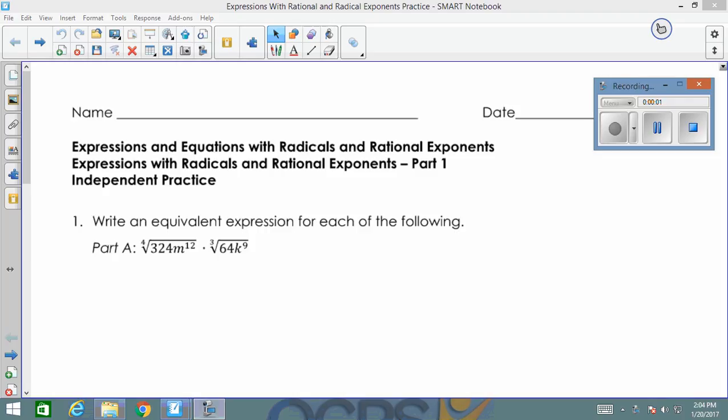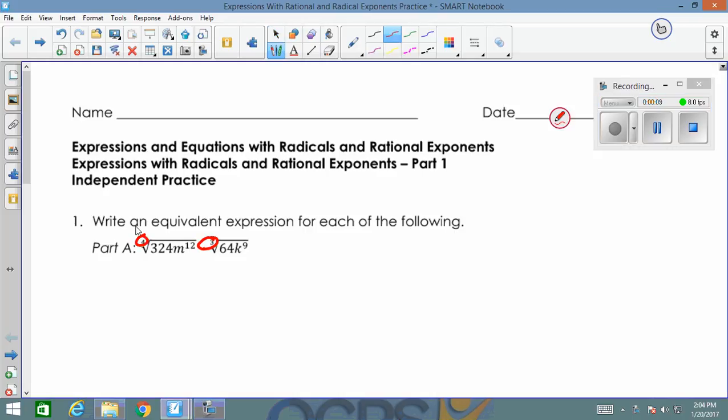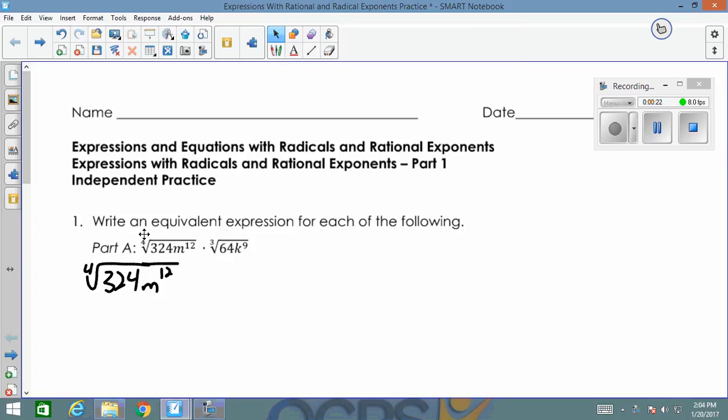Alright, today we're going to talk about evaluating expressions, simplifying radicals. In this case, I can't multiply them together because these two indexes are different. So what I have to do is simplify them out separately. So we're going to do this fourth root of 324 m to the 12th. We're going to break down 324 using our birthday cake method.